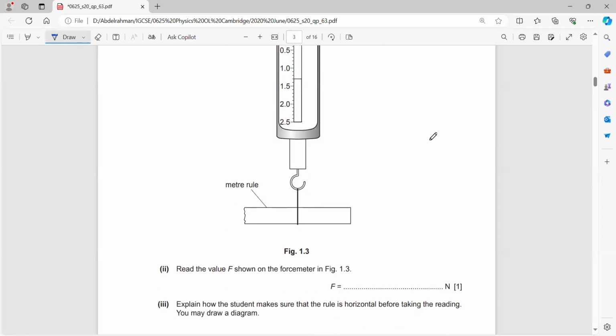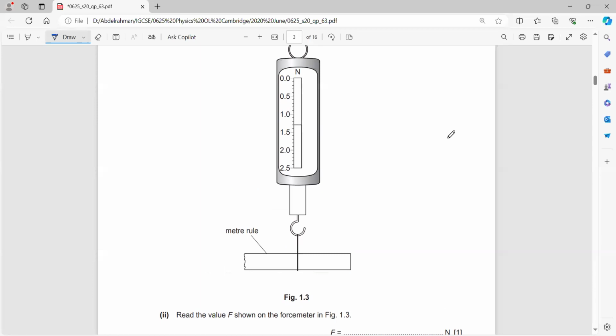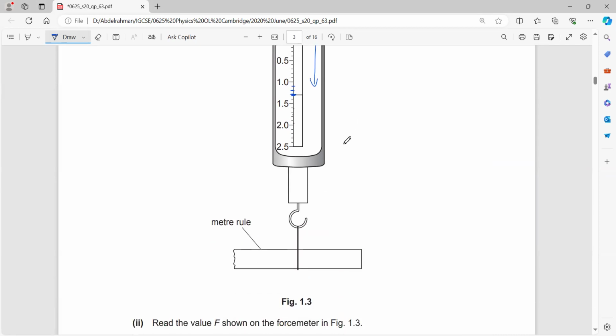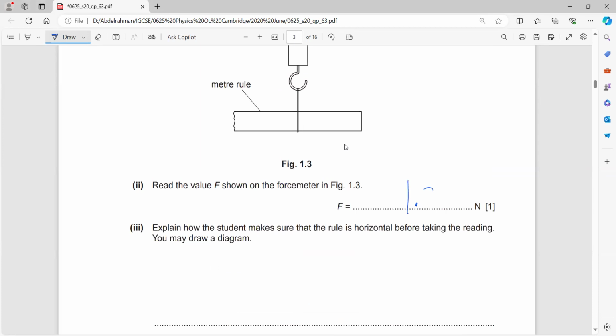Now read the value of F shown on this force meter. Read the value of F. Come on, tell me. 1.3. How did I find 1.3? 1.1, 1.2, 1.3. No, it's not 1.7. Be careful, it is 1.3. We're counting from top to bottom, we're counting this way. That's not 1.7, it is 1.3. Okay.